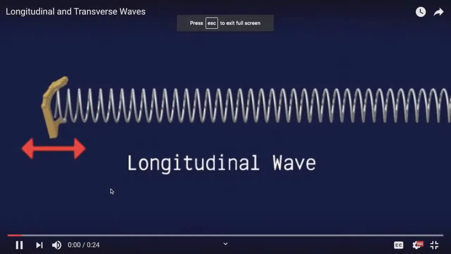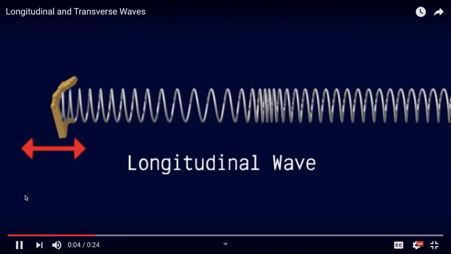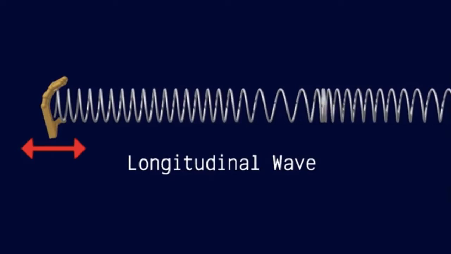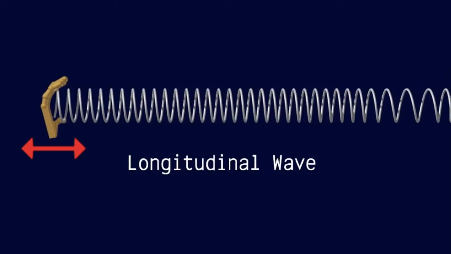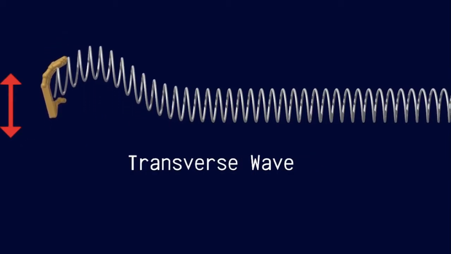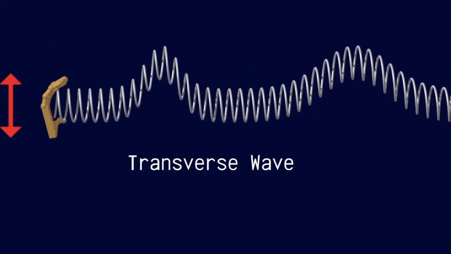Hold on. In a longitudinal wave, the disturbance that makes up the wave is along the direction in which the wave travels. Longitudinal waves are also referred to as compression waves. In a transverse wave, the disturbance that makes up the wave is perpendicular to the direction in which the wave travels.